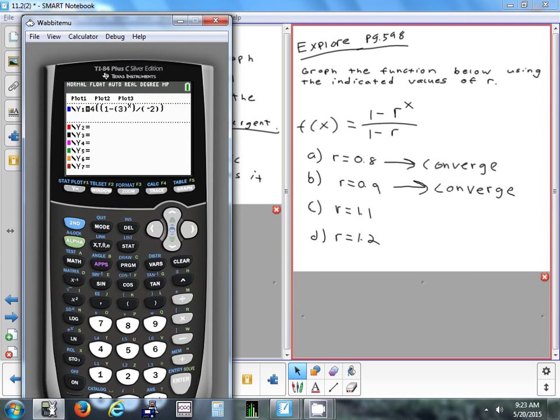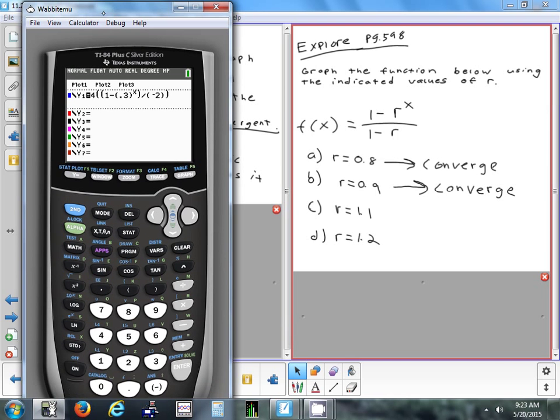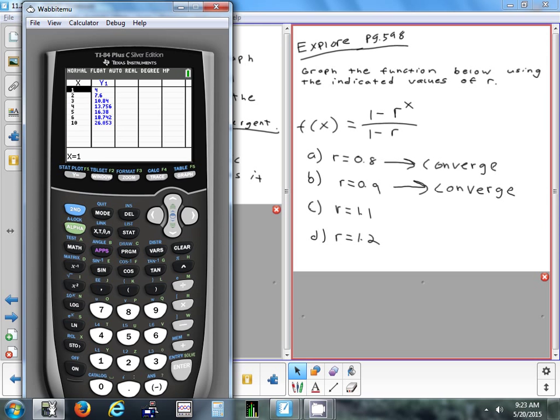Okay, let's just make up a sequence. First term is 4. And let's let r be, let's do 0.9. Okay, divided by 1 minus, let me just insert 0.9. Okay, so I just made r 0.9. All right, so if you go to your table, okay, it is converging.